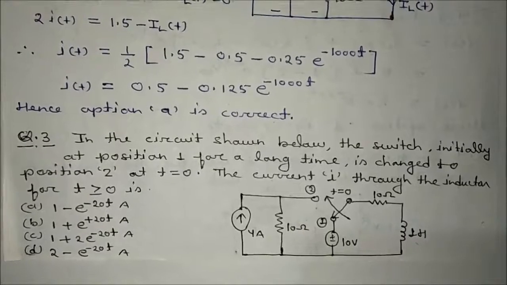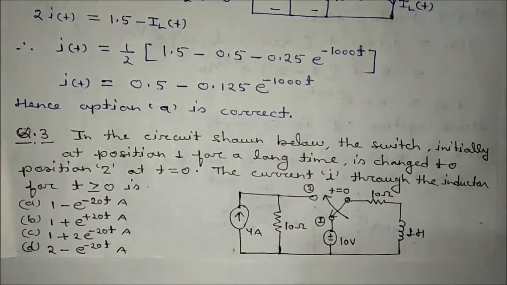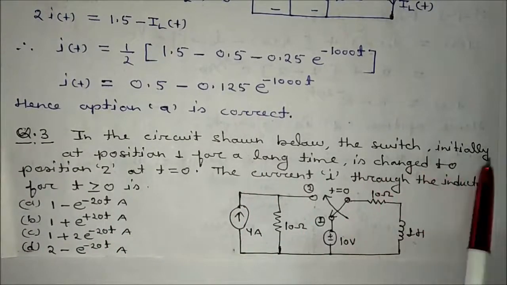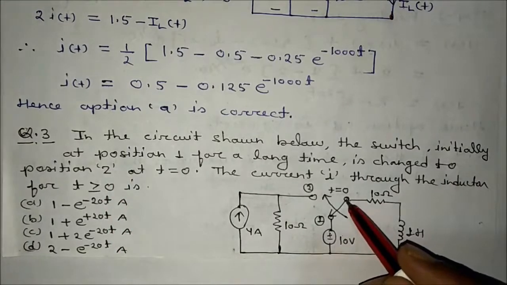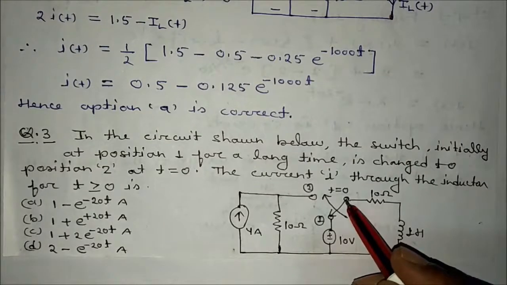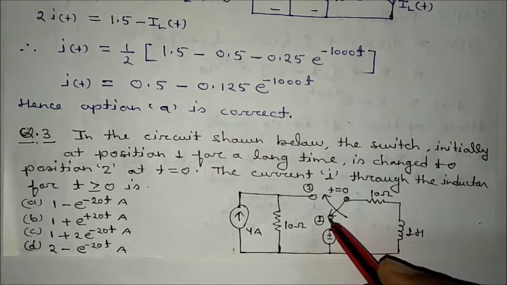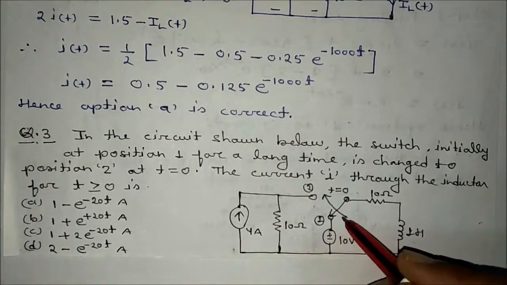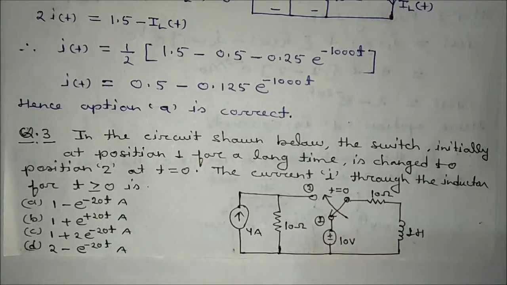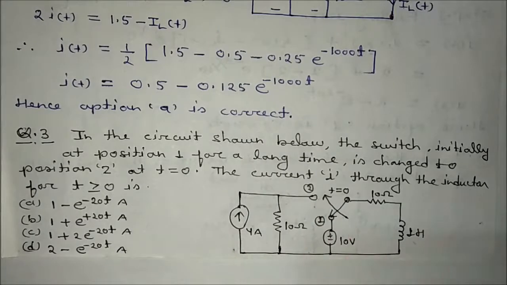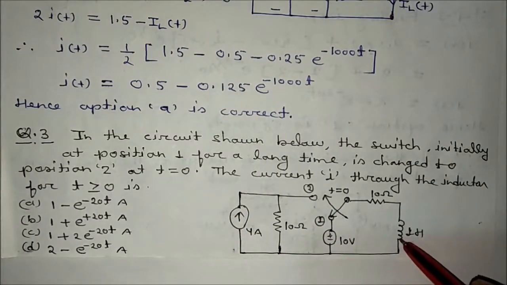Now moving to the next problem. What is the next problem? In the circuit shown below, the switch is initially at position 1. Initially means at t is equal to 0 minus, the switch is at position 1. For t greater than 0, the switch is at position 2. It is asking about the current I through the inductor. The current I through this inductor we have to calculate.